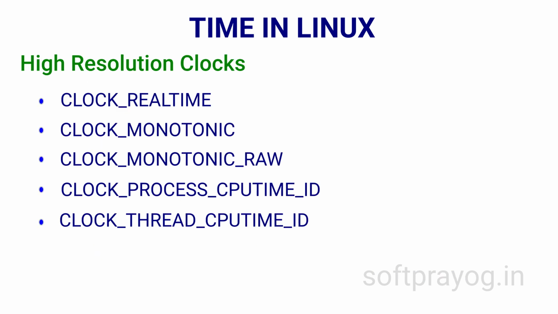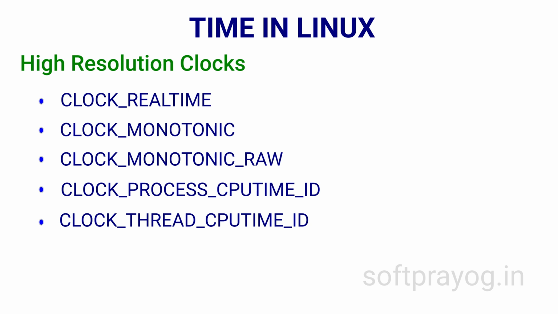There are multiple high resolution clocks. CLOCK_REALTIME is the system-wide real-time clock which can be set by the superuser. CLOCK_MONOTONIC cannot be set and gives time since some unspecified point. However, CLOCK_MONOTONIC is affected by adjtime and NTP adjustments. CLOCK_MONOTONIC_RAW is similar to CLOCK_MONOTONIC but is not subject to NTP or adjtime adjustments.